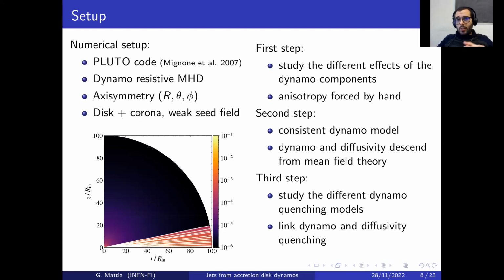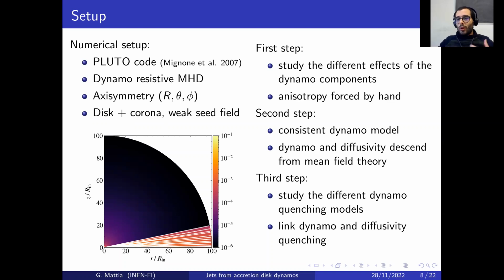As a first step, I studied the effect of the different dynamo components, and we tested a toy model where we changed the single components by hand in order to understand their effect and disentangle it. As a second step, we applied a more consistent dynamo model where the dynamo and the diffusivity coefficients descend from mean field theory and are not just parameters that come from our creativity, let's say. And as a third step, I studied different feedback models in order to suppress the dynamo, and I also tried to link the dynamo and the diffusivity by suppressing the diffusivity as well.